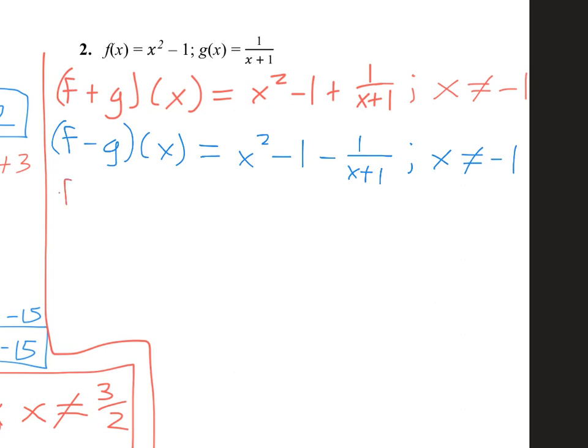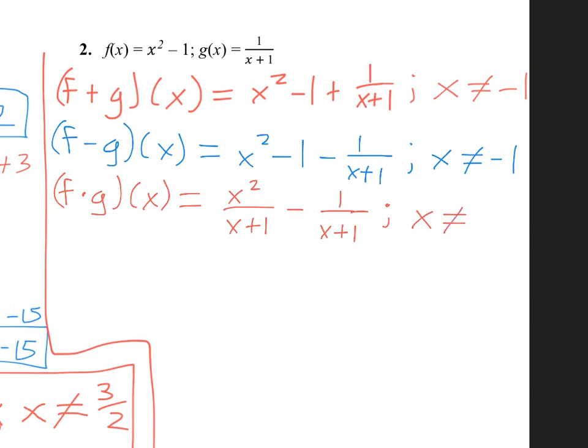All right, for the product, we're going to multiply both items in f of x by 1 over x plus 1. So this is going to become x squared over x plus 1 minus 1 over x plus 1. And we have two denominators, and both of them require that x does not equal -1.